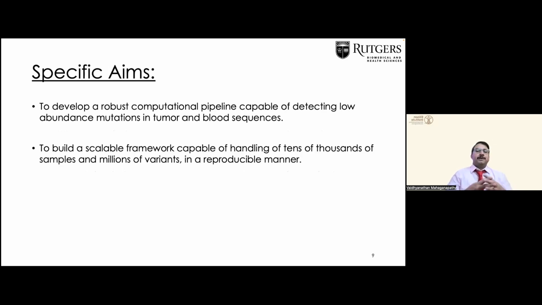So with all of this information and the reasoning behind why we want to pursue CHIP, we came up with two specific aims for my dissertation. The first one was to develop a robust computational pipeline that is capable of detecting these low-abundance mutations in tumor and blood sequences, and then to build a scalable framework from this pipeline, which is capable of handling tens of thousands of samples and millions of variants in a reproducible manner.